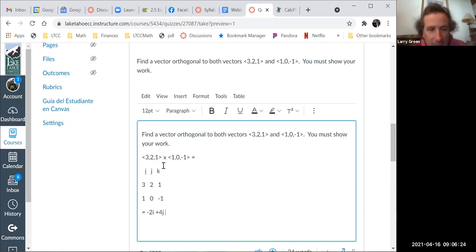And then for the k component, that's going to be a plus. And now we get rid of the first row and third column. And you get 3 times 0 minus 2 times 1. And that's negative 2, so minus 2k. That's it. Any questions on this question?